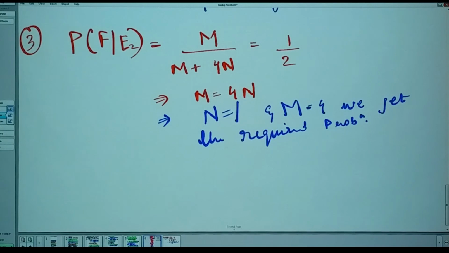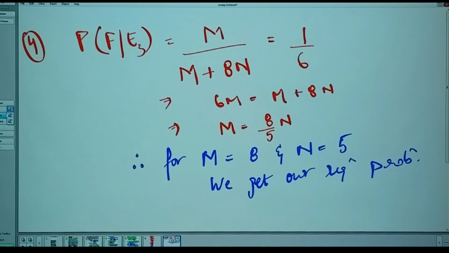The fourth and the last part is also similar to the earlier parts, which basically asks us the probability of picking a fair coin given that 3 consecutive heads have occurred. And the probability given to us is 1/6. So again, substituting the values, we get the equation m is equal to 8/5 times n. So in order to get our required probability, the least number of coins we require is 13, out of which we need 8 fair coins and 5 unfair coins.